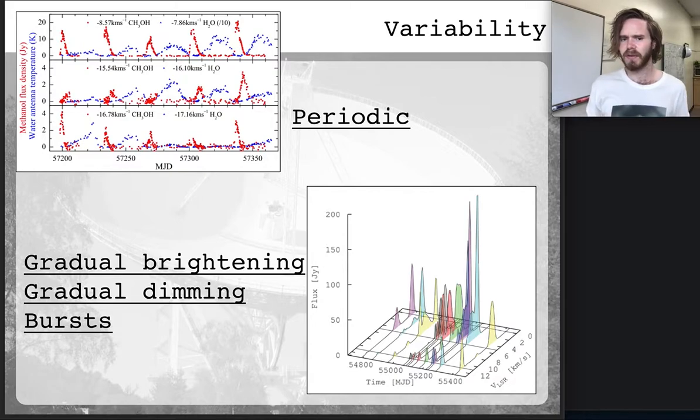And there's kind of a few different types of variability that we see in masers. So these two plots here, so I'll start with the top left one.